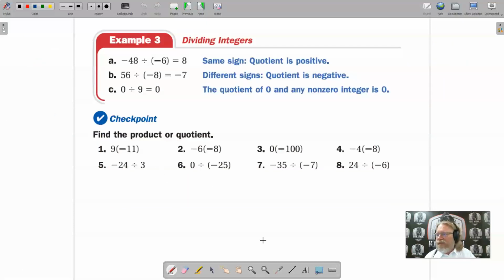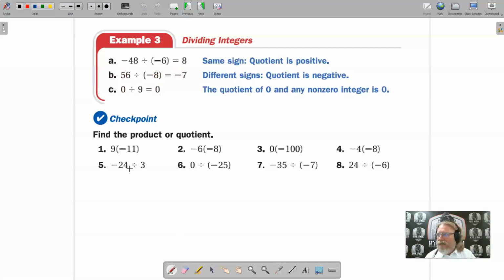We have negative 48 divided by negative 6. They're both negative, so the answer is positive. And 48 divided by 6 is 8. 56 divided by negative 8. Well, 56 divided by 8 is 7. The question is, should it be positive or negative? Well, this is positive, that's negative, so they are different signs, so the answer is going to be negative. And then finally, 0 divided by 9. 0 divided by any number is going to be 0.